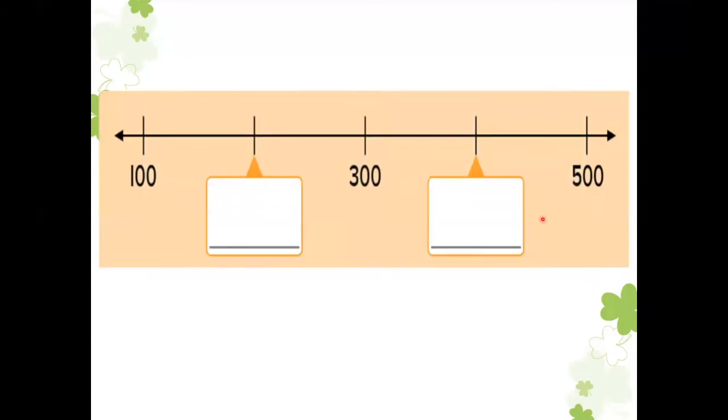How about this next example? Let's look at these numbers. This number line starts from 100 and it ends in 500. What do you think is the number that is missing on the number line? There are two missing numbers. We have 100. What's next? 200, 300, 400, and 500.